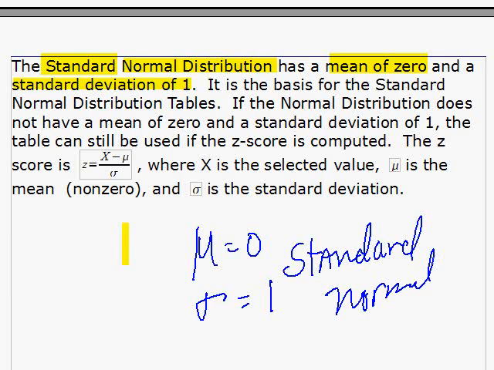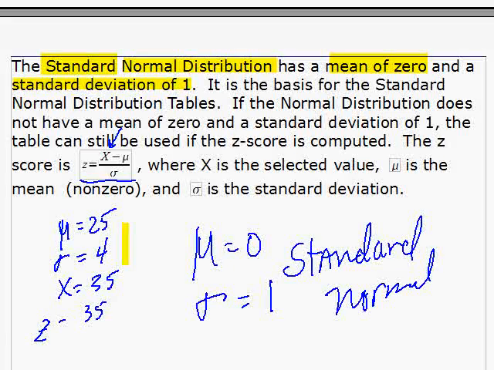If you want to use the tables and you don't have a mu of 0 and a sigma of 1, then you convert your data into a z-score. And here's your z-score right here. That's what that formula is. It's a formula to make the z-score out of some arbitrary x. So if your data has a mu of 25 and a standard deviation of 4, and you want to find the probability of everything less than x, say, where x is 35, then you convert this to a z-score, and the z will be 35 minus 25 divided by 4, and that will give you the z-value, and you use that to look up the answer on the tables.